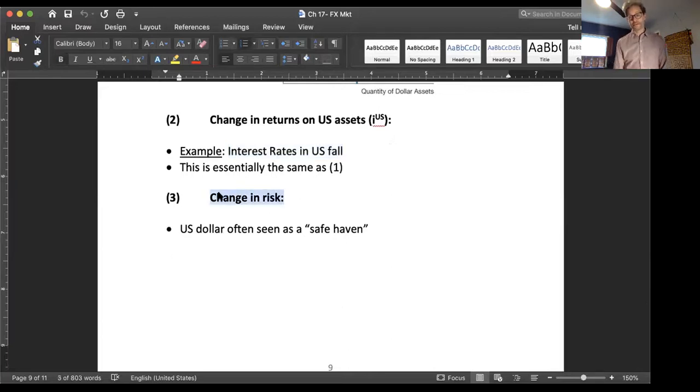Also, changes in risk impact your return, right? Oftentimes, the dollar appreciates during periods of volatility because the dollar is seen as a safe haven, as a relatively safe currency. In fact, we've seen that during the pandemic a little bit, that a lot of assets, or capital, has flown into the U.S. as we've tried to protect against exchange rate risk, right?